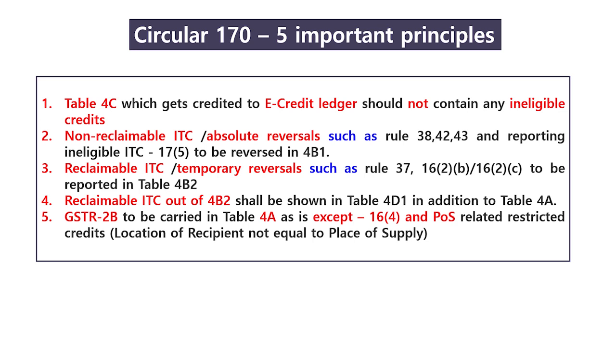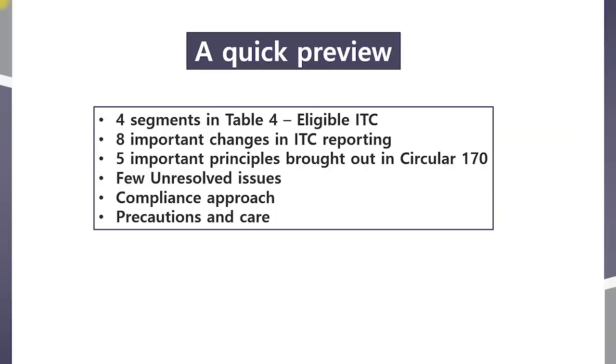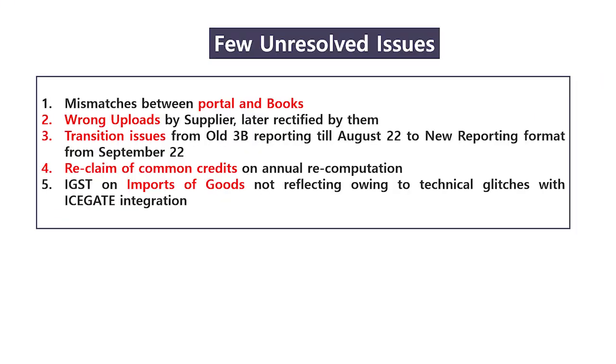Next, in case of the 16(4) time limit issues and also this place of supply related restricted credits, the circular again says it has to be reported in 4D2 and, most importantly, it has to be excluded from 4A. The auto-populated 2B already excludes this. Well, there are certain unresolved issues which the circular doesn't expressly cover.